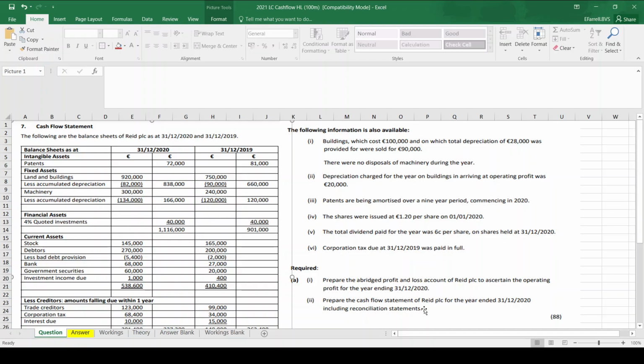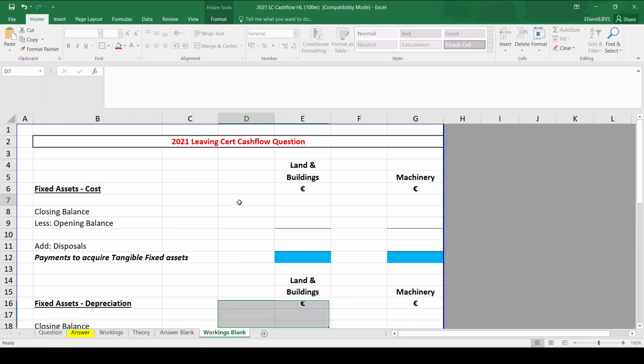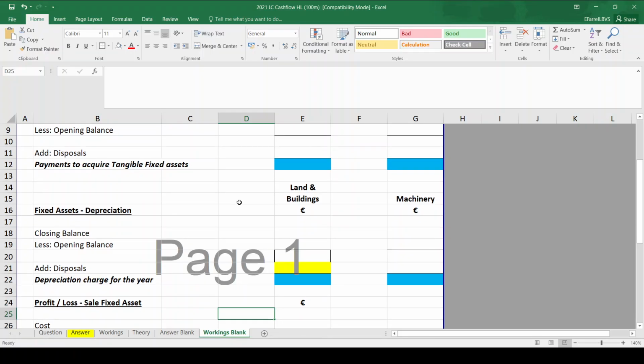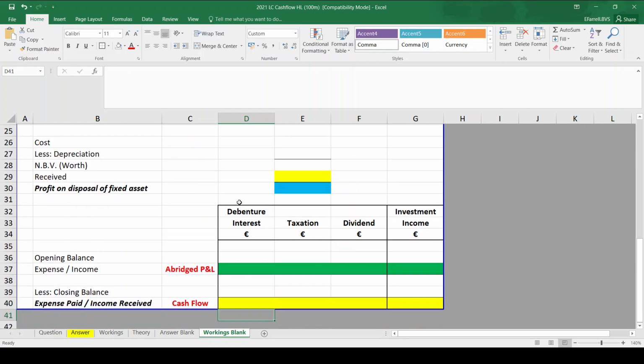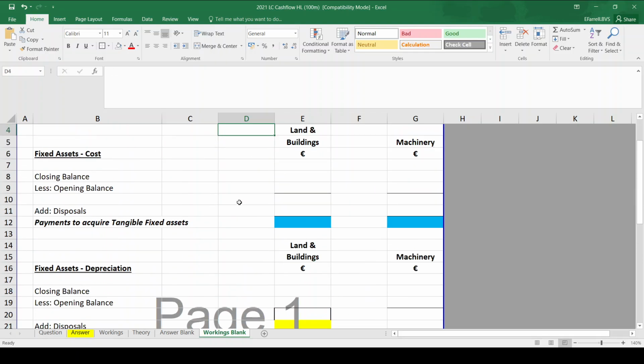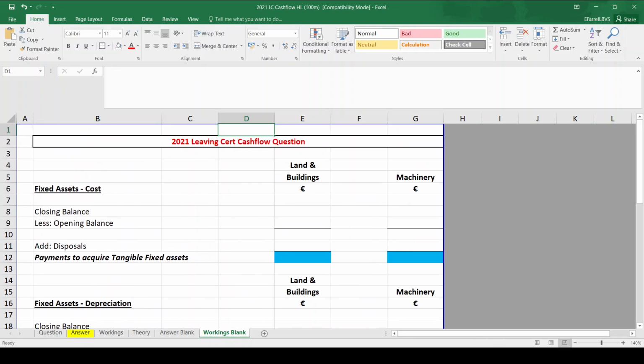Before I would start with any of that work, I would do some workings, okay? Because if you do the workings at the start, it'll just make it easier when you're filling it in to the question. So you can see here all of the figures in blue or yellow or green here will go into either the abridged P&L, the cash flow orders, or the reconciliation statements. So it is important that we do those workings.